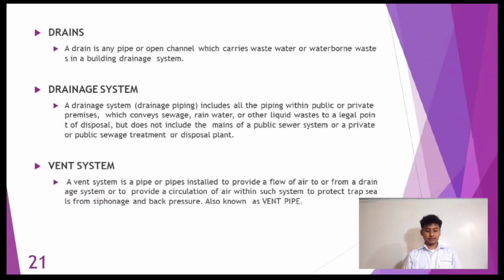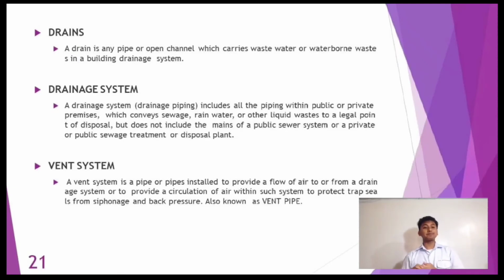Next is the vent system. So, a vent system is a pipe or pipes installed to provide the flow of air to or from the drainage system, or to provide circulation of air within such system to protect trapped seals from siphonage and back pressure, also known as vent pipes. So, yung mga vent pipes naman, sila naman yung kailangan sa isang drainage system para yung mga natrap na gases.